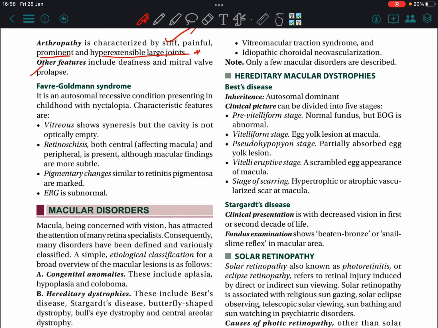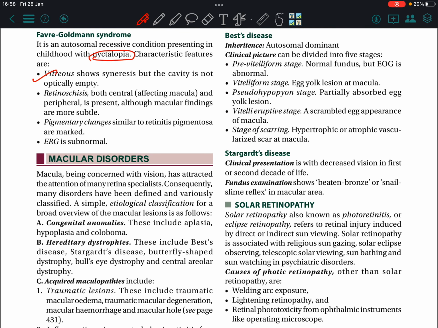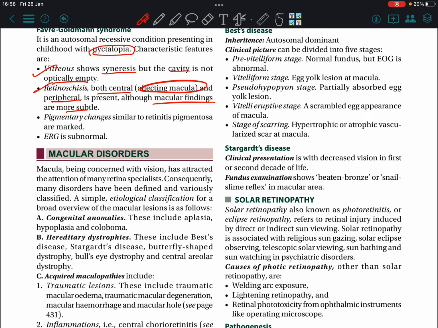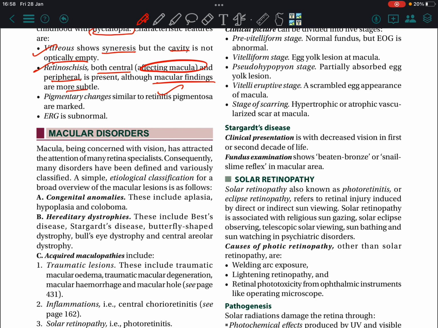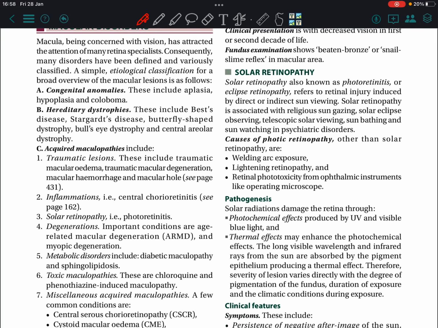Favre-Goldmann syndrome is an autosomal recessive condition presenting in childhood with nyctalopia. The vitreous shows syneresis, but the cavity is not optically empty. Retinoschisis, both central and peripheral, is present, affecting the macula, although macular findings are more subtle. Pigmentary changes similar to retinitis pigmentosa are marked. ERG is abnormal in Favre-Goldmann syndrome.